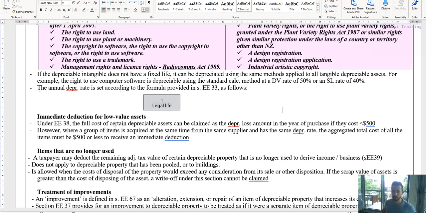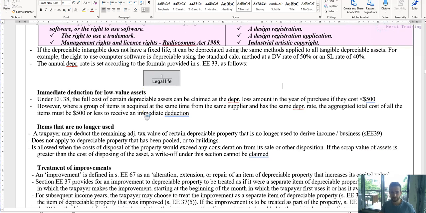In terms of items that are no longer used, a taxpayer may deduct the remaining adjusted tax value of certain depreciable property that is no longer used to derive income or in the business. It does not apply to depreciable property that has been pooled or to buildings, and it's allowed when the cost of disposal of the property would exceed any consideration from its sale or other disposition. If the scrap value of assets is greater than the cost of disposing of the asset, a write-off under this section cannot be claimed.